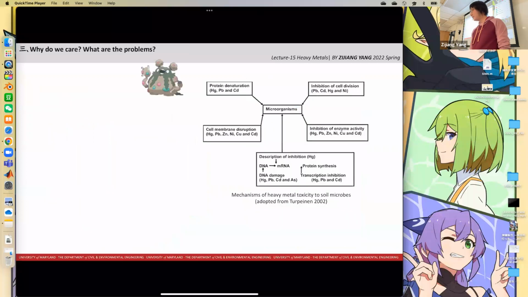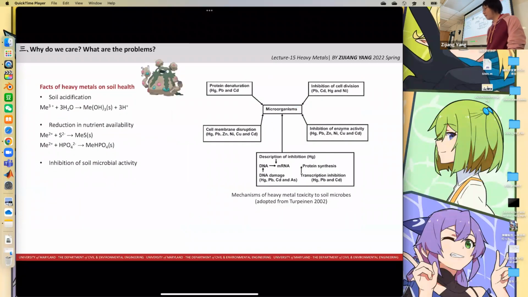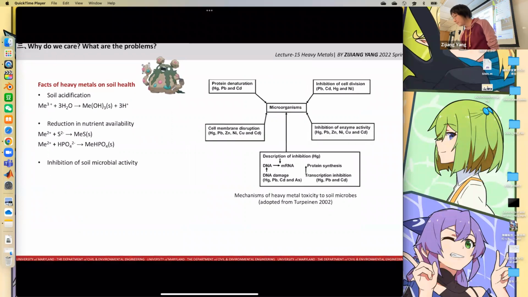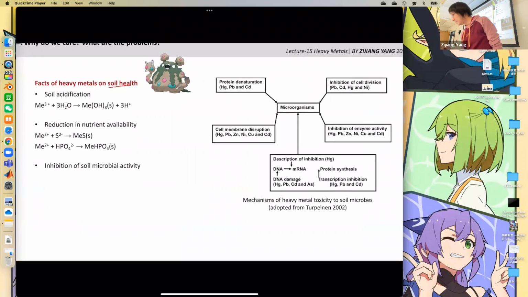Then let's look at the environmental effects of heavy metals. Why do we care about that? So the first one is in the soil. We know that heavy metals can combine with water to form precipitation, and this also releases hydrogen, so the pH will decrease. It will lead to the problem of soil acidification.